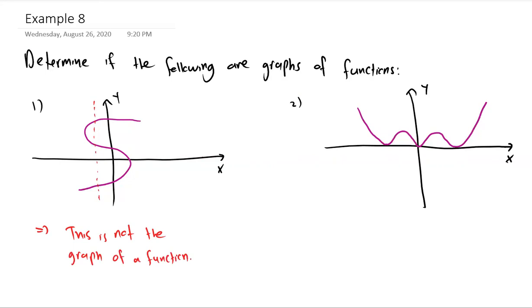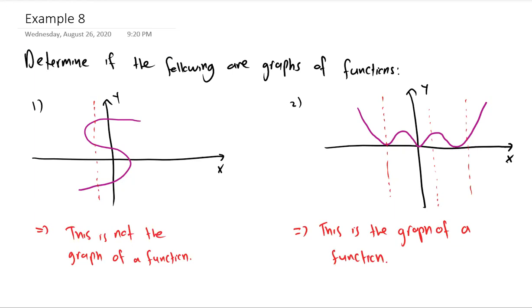Now let's go to the second picture. You can check and convince yourself that it doesn't matter where you draw a vertical line. This vertical line is never going to cross this graph more than once. Never. Doesn't matter where you draw it. So in this case, this is the graph of a function. So very easy. It's as simple as that. It's a very easy tool to determine, given a graph, whether it's a graph of a function or not.